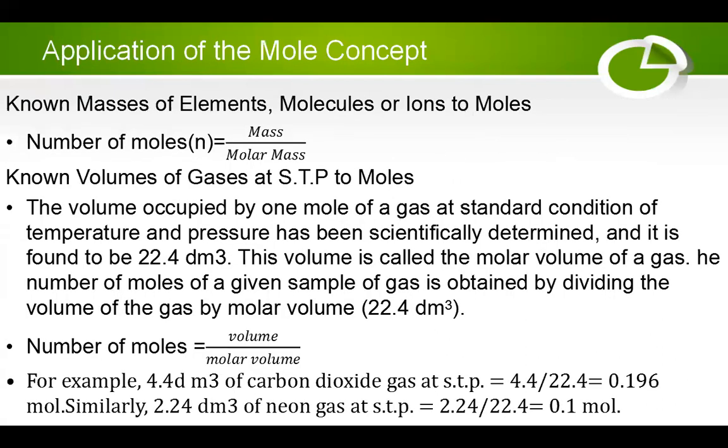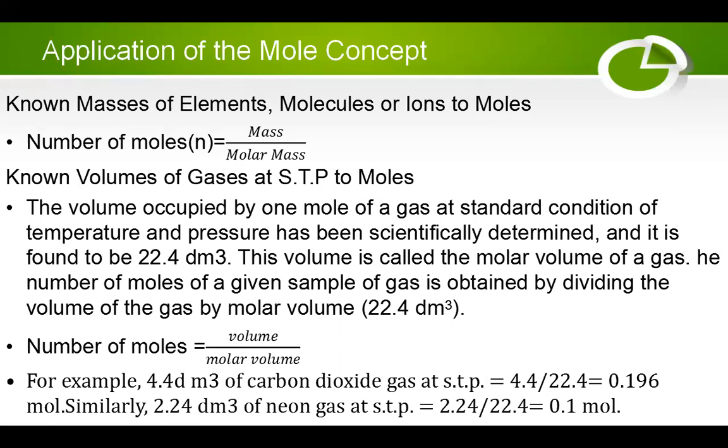Moving on to the application of the mole concept. Let's see how to convert known masses of elements, molecules, or ions to moles. Basically, you get the number of moles simply by dividing the mass of a substance over its molar mass.